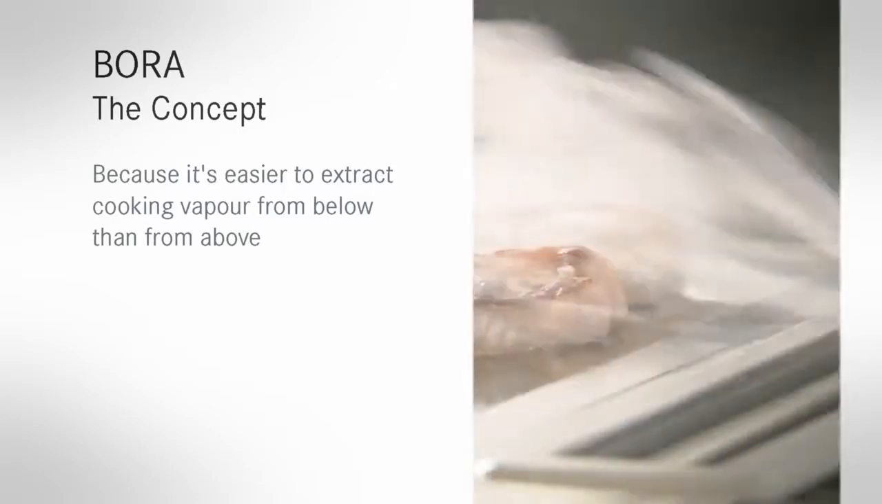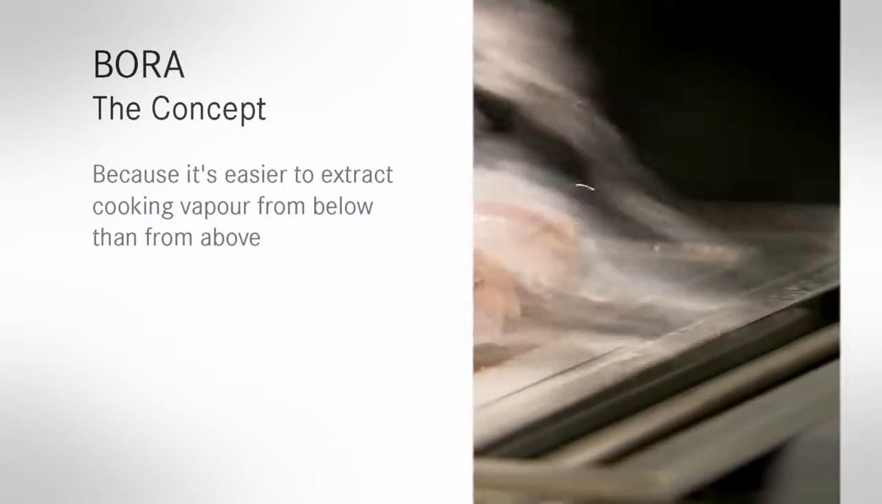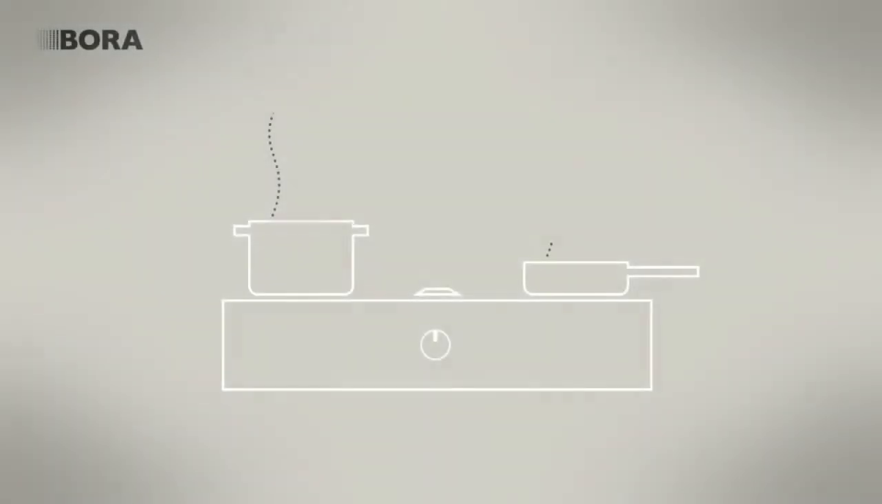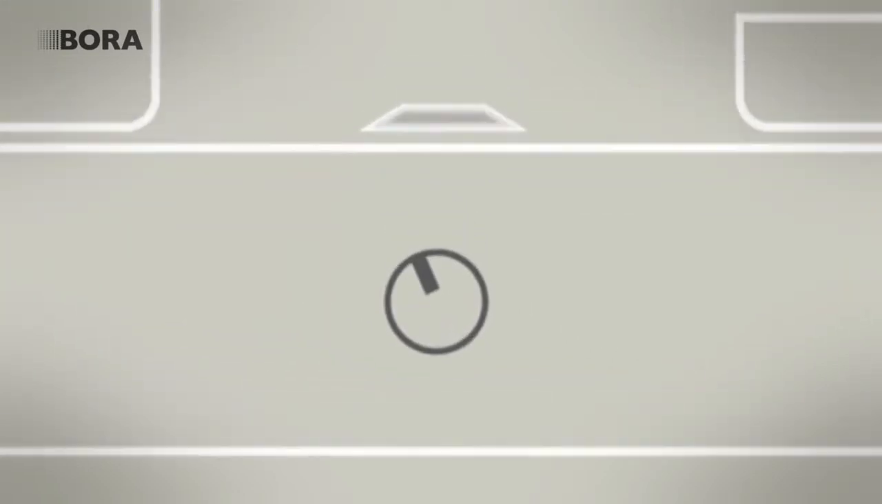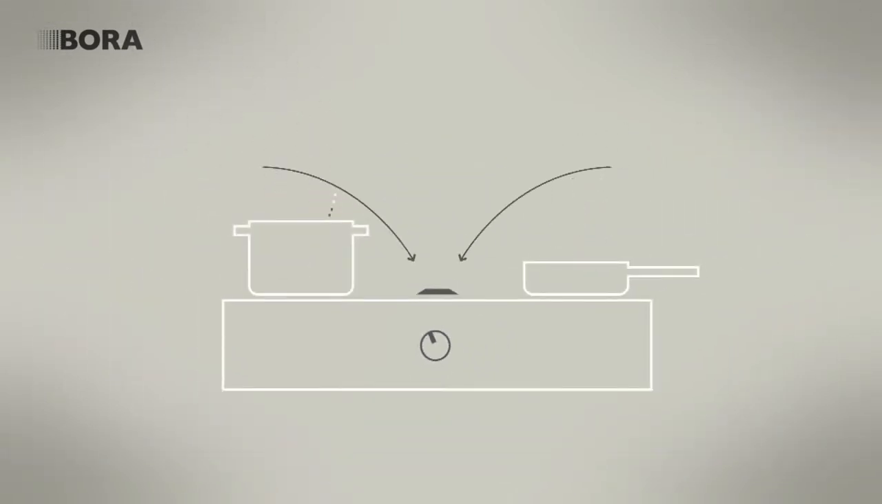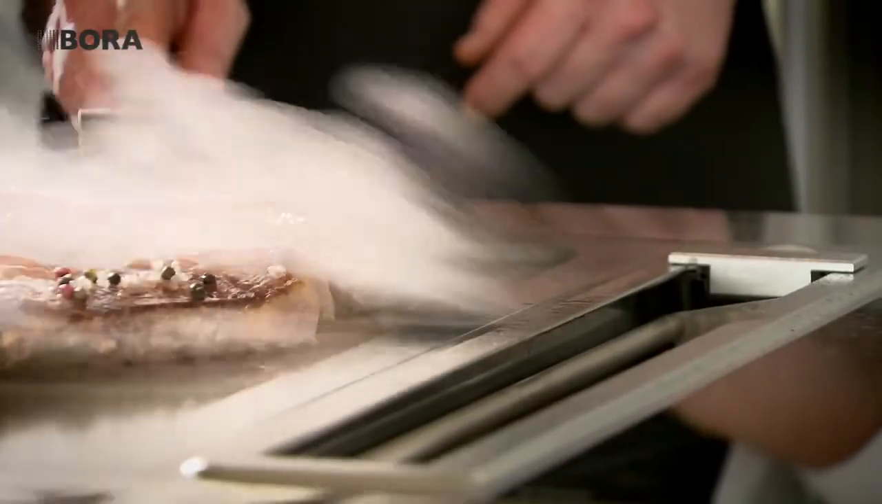The BORA concept, because it's easier to extract cooking vapor from below than from above. Cooking vapors rise upward at a maximum speed of 1 meter per second. The BORA hob extractor draws them downwards at a speed of around 4 meters per second. This creates a crossflow, which is greater than the rate of rise of the vapor. The result: cooking vapors and odors are drawn away directly from the hob, there where they arise, at the hob.